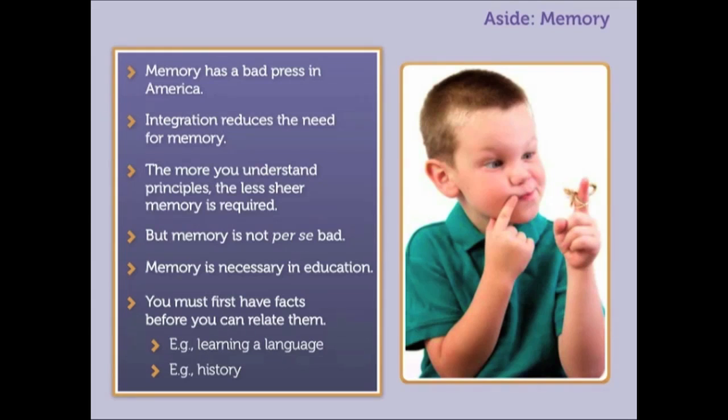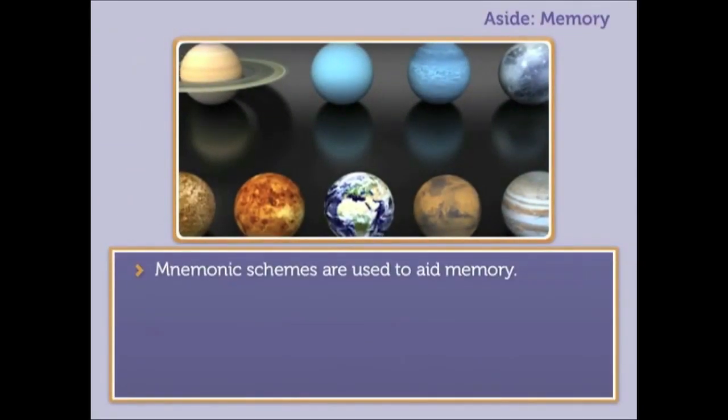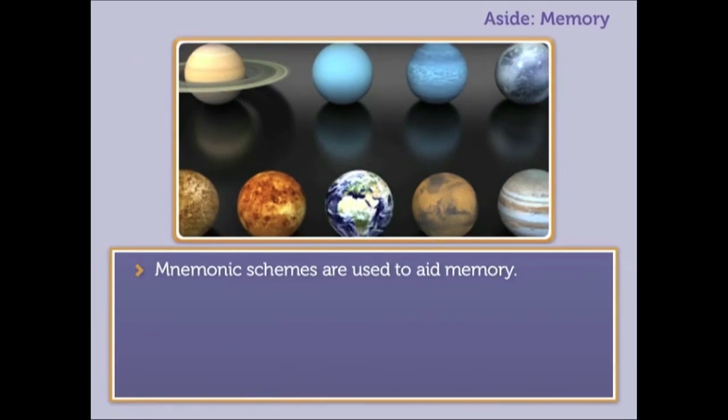If you're in physics, you can explain why there are 9 planets. But first you have to learn that there were 9 planets. And there's no way you can infer that unless you're Hegel. Now, this is the value of mnemonic schemes. We use those all the time growing up.